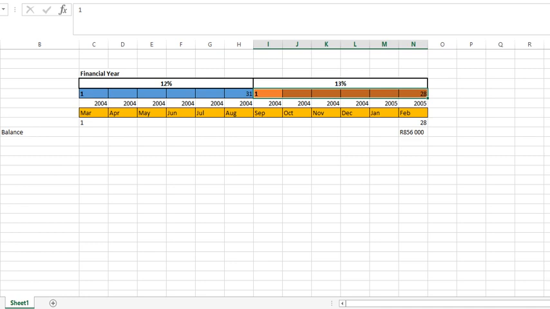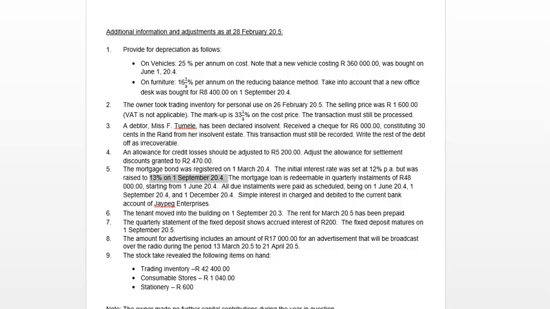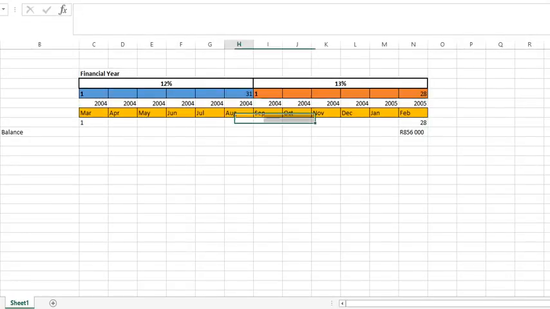So we have to have a look at that. Then what we also had during the year is that the mortgage loan is redeemable in quarterly installments of 48,000 Rand. We made a 48,000 Rand payment, so we paid off 48,000 Rand from our loan on the 1st of June, on the 1st of September, and on the 1st of December. Okay, so on the 1st of June, we paid off 48,000 Rand.